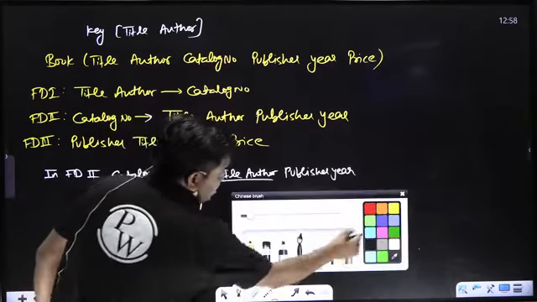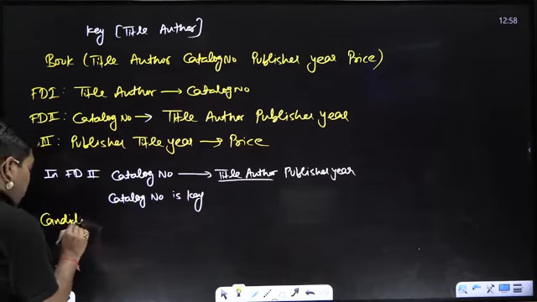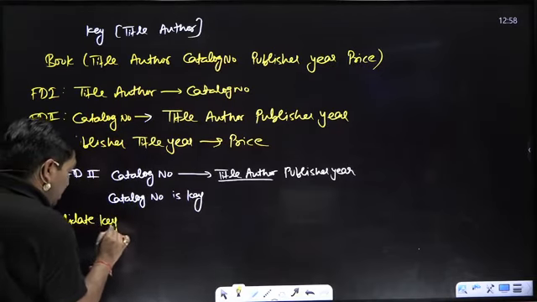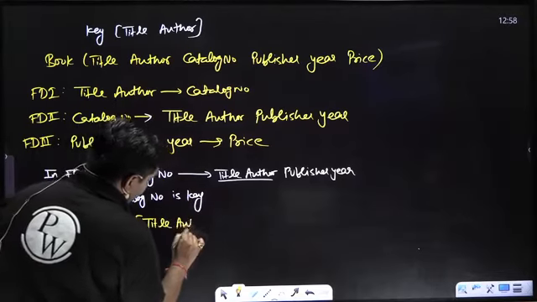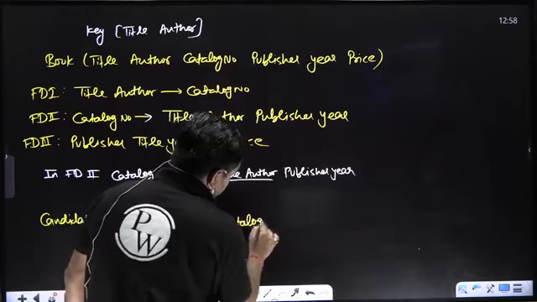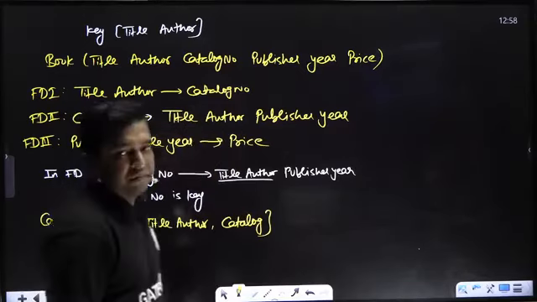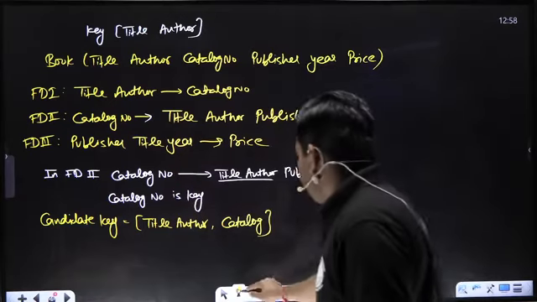What are the keys? What are the candidate keys for this schema, my dear student? What are the candidate keys for this schema? So you can see the first candidate key is what? Title, author. The second one is catalog number. Clear? Now we will check for each and every FD. FD first.